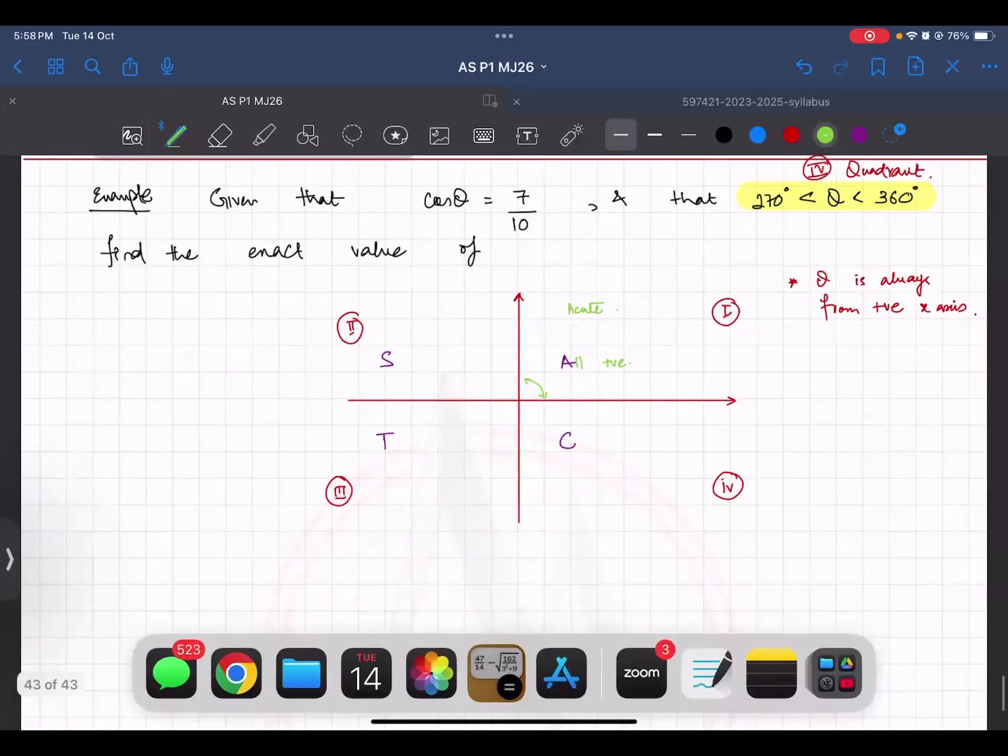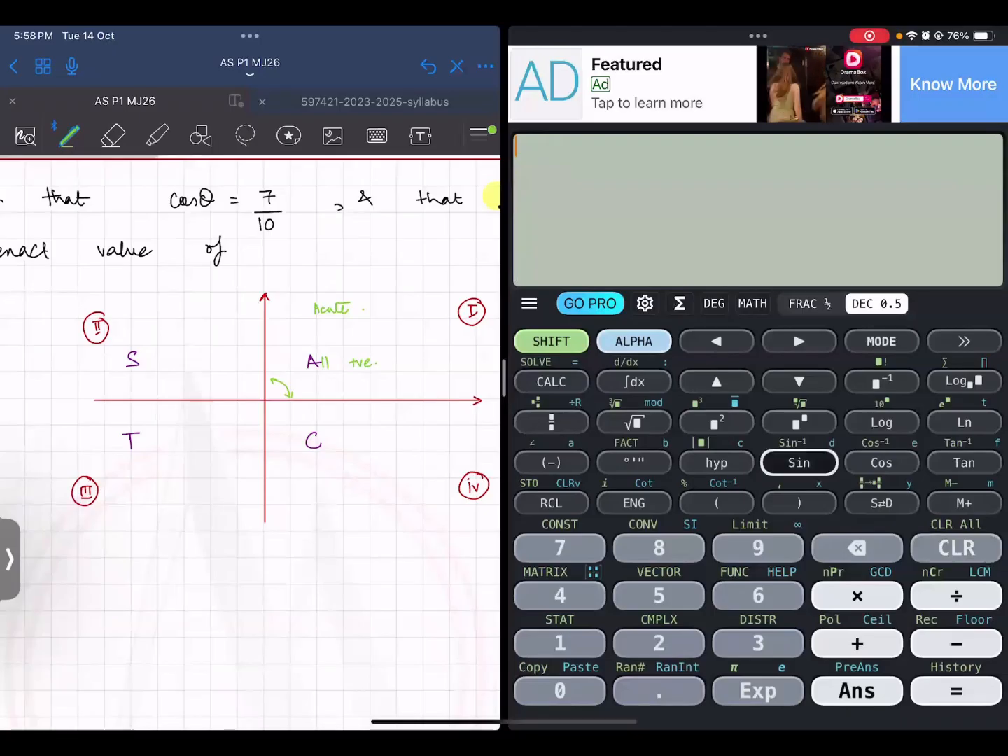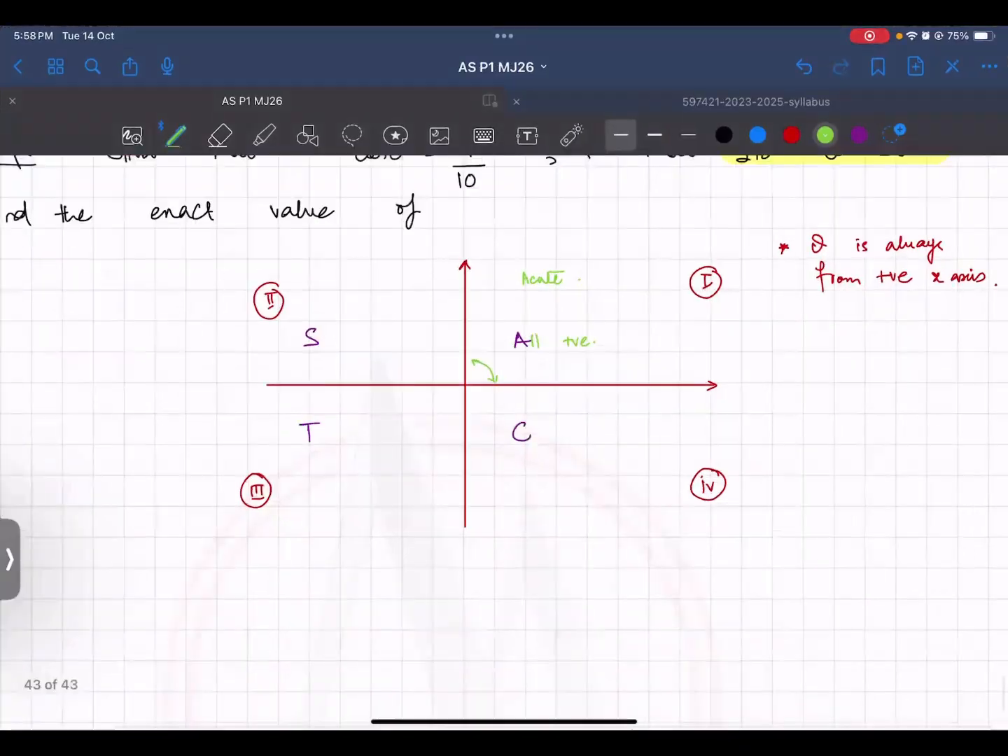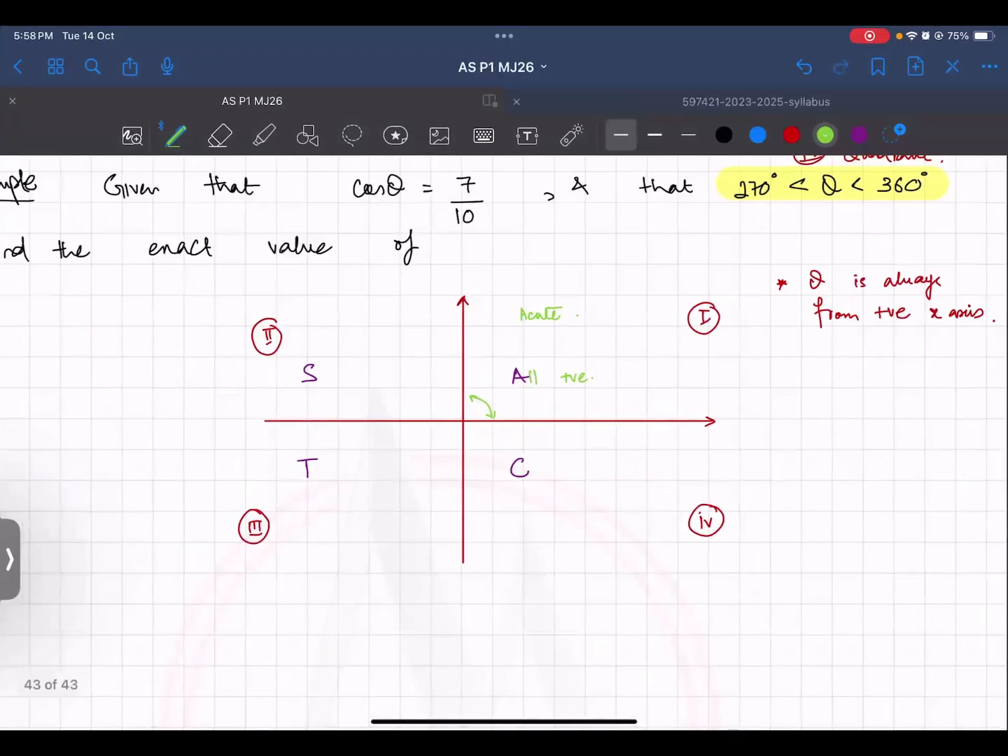How can I show you this using your calculator? Look, let's suppose it is sine 30, it is a positive answer, 0.5. If it is cos 30, again positive. If it is tan 30, again positive, 0.5779. So if there is an angle which is acute, look, sine 80 positive, cos 80 positive, tan 80 positive, all of them are positive. So if there's any angle theta which is acute, this will have all positive solutions.